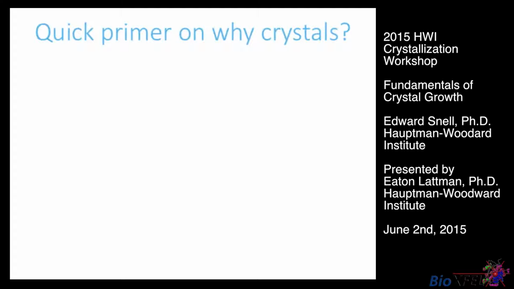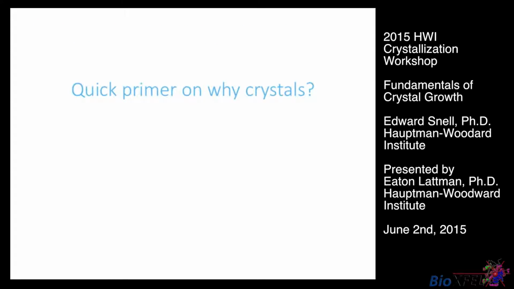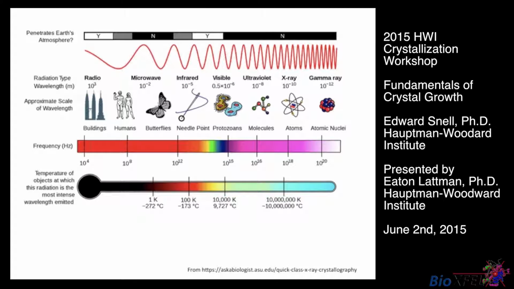He starts with a quick primer on why crystals, and that starts with a little discussion of the electromagnetic spectrum so that we can think about why X-rays. So this is a picture of the electromagnetic spectrum, and as we go from left to right, the frequency goes up, the wavelength goes down, and we have names given to these various bands of the spectrum here.